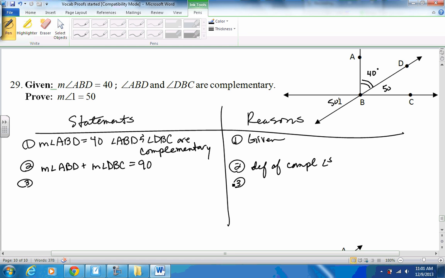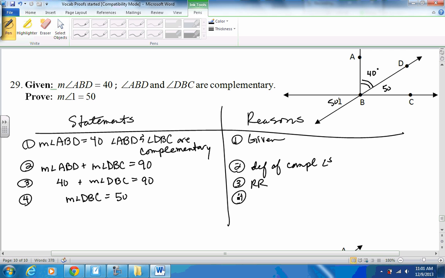Got a couple equations set up. I'm going to use the replacement rule. We've used that in every single proof so far. Not that we're going to use it in every single one, but so far we have. I'm going to replace what? ABD I can replace with 40 degrees. And then I think at that point we're going to be able to say the measure of angle DBC equals, subtracting 40 from both sides, 50.